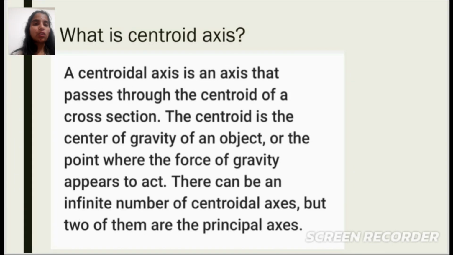What is centroid axis? A centroidal axis is an axis that passes through the centroid of a cross section. The centroid is the center of gravity of an object or the point where the force of gravity appears to act. There can be an infinite number of centroidal axes, but two of them are the principal axes.